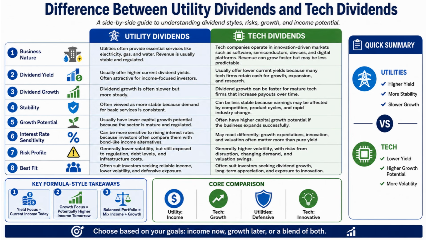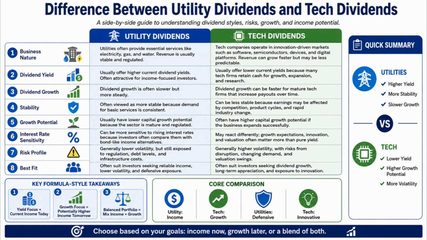This leads to the question of which type of dividend is the better fit. Utility dividends may suit investors who want higher current income, lower volatility, and defensive exposure. They may be particularly useful for investors approaching retirement or those who prioritize portfolio stability. In contrast, tech dividends may suit investors who want stronger dividend growth, greater capital appreciation, and exposure to innovation. These investments may be more appropriate for investors with a longer time horizon and a higher tolerance for market volatility.